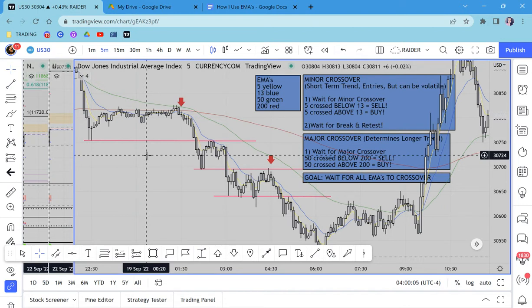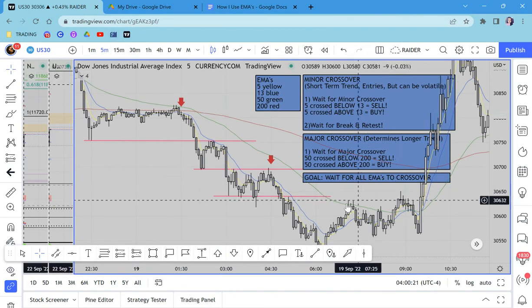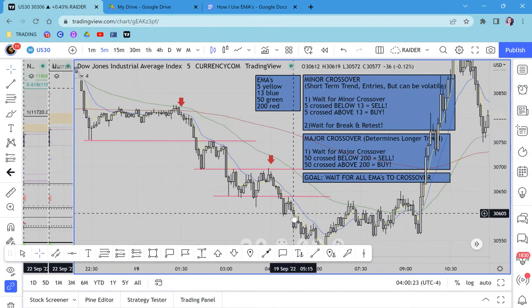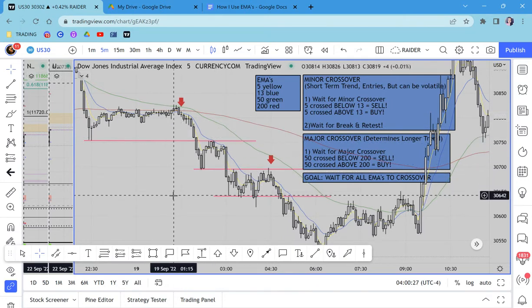You still have to go on your higher time frames just to make sure that everything is still going the way of the trend that you're going for, which is why, if you go maybe on hourly and you see that things are also going down, and we also have these minor crossovers happening in an hourly time frame, then cool, definitely that's a really solid position for this trade.